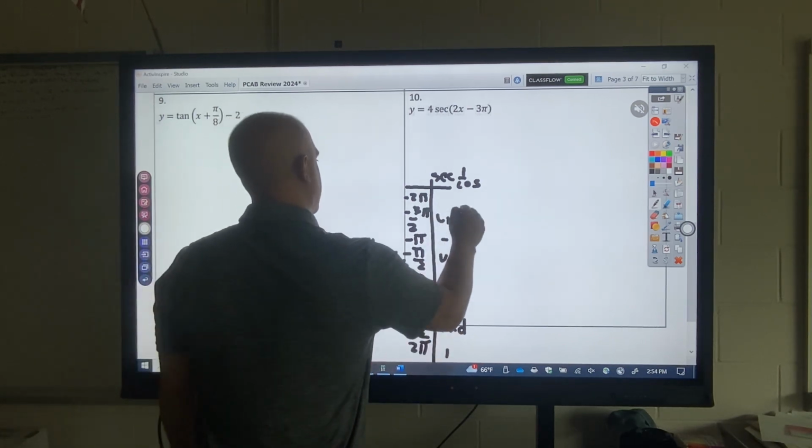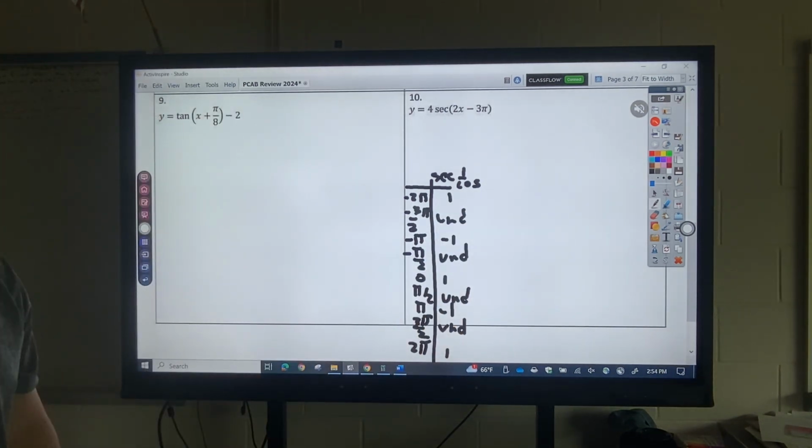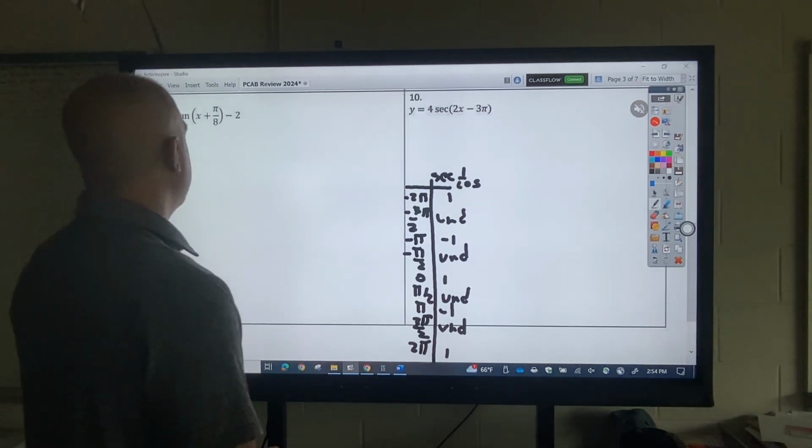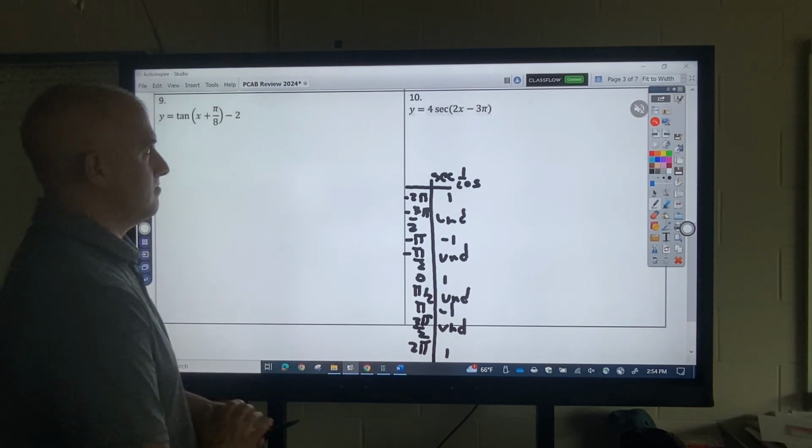-1, undefined, 1. I think I may have made a mistake with the cosecant graph, but you can look at that and fix that yourself, okay? All right.